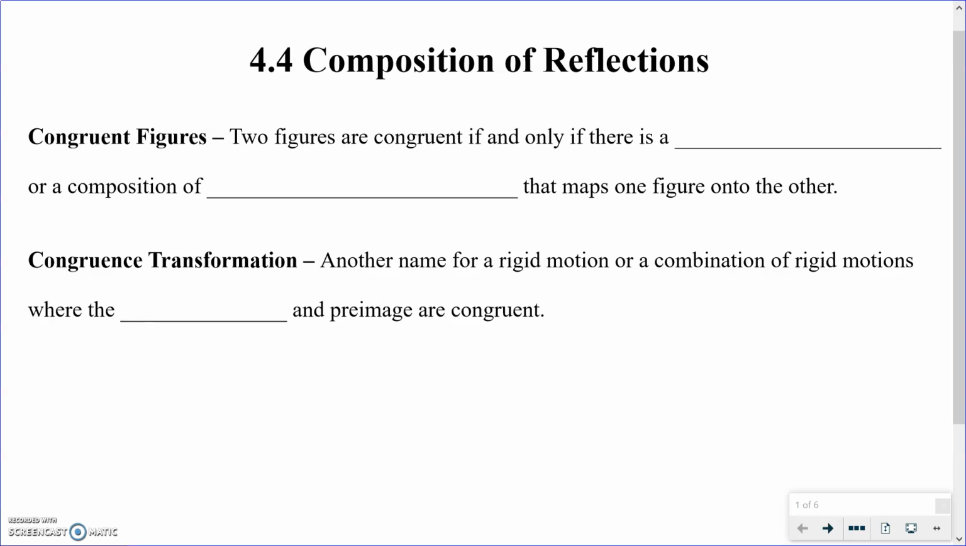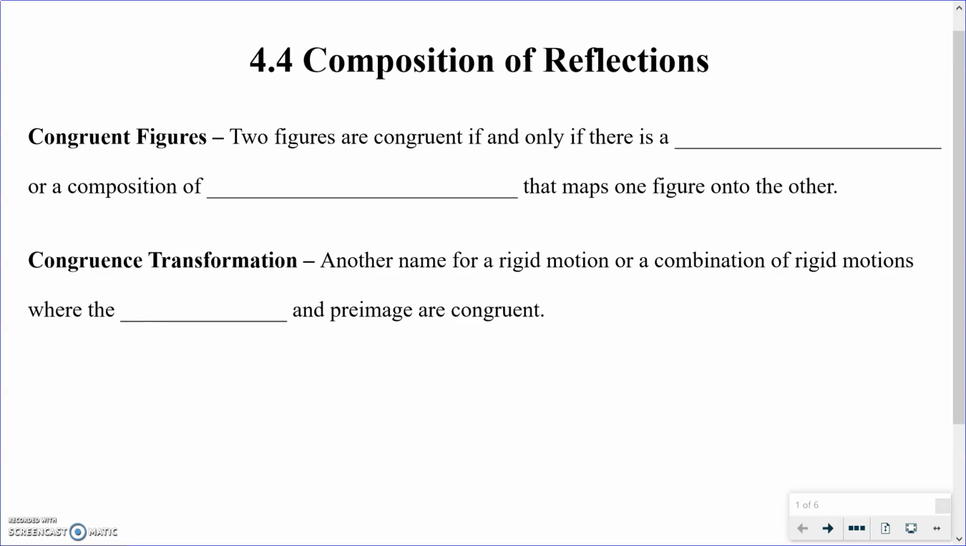Okay, so today we're going to talk about compositions of reflections as well as compositions of other transformations being put together and what types of movements they create and what types of figures they create. So the first thing I want to talk about is congruent figures and what that means and what that looks like on the coordinate plane.